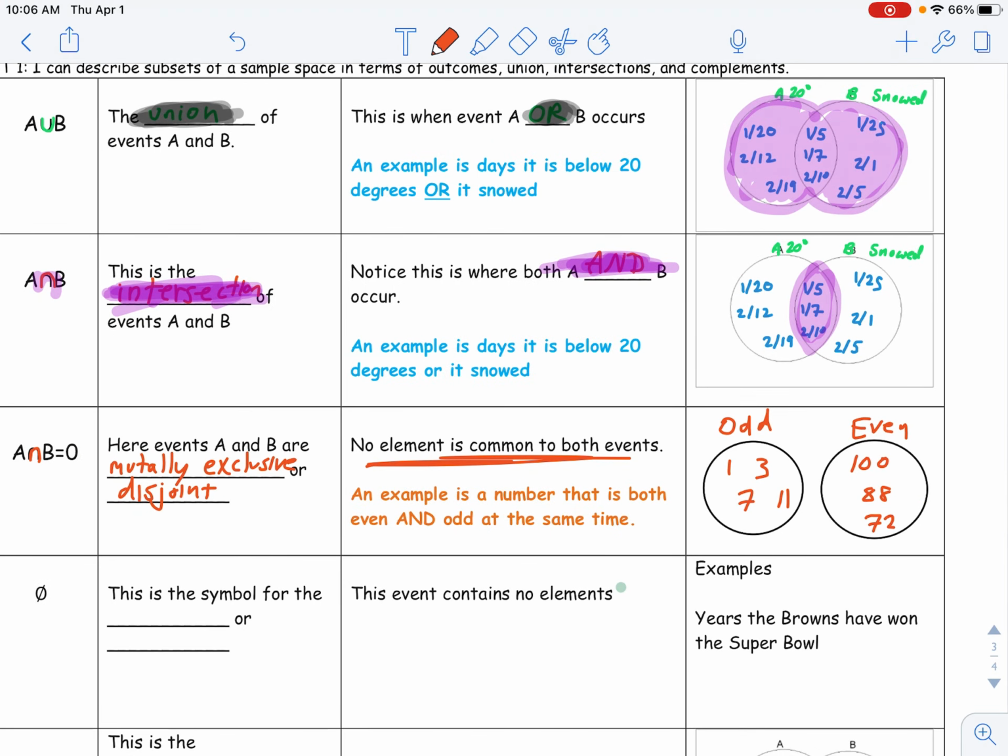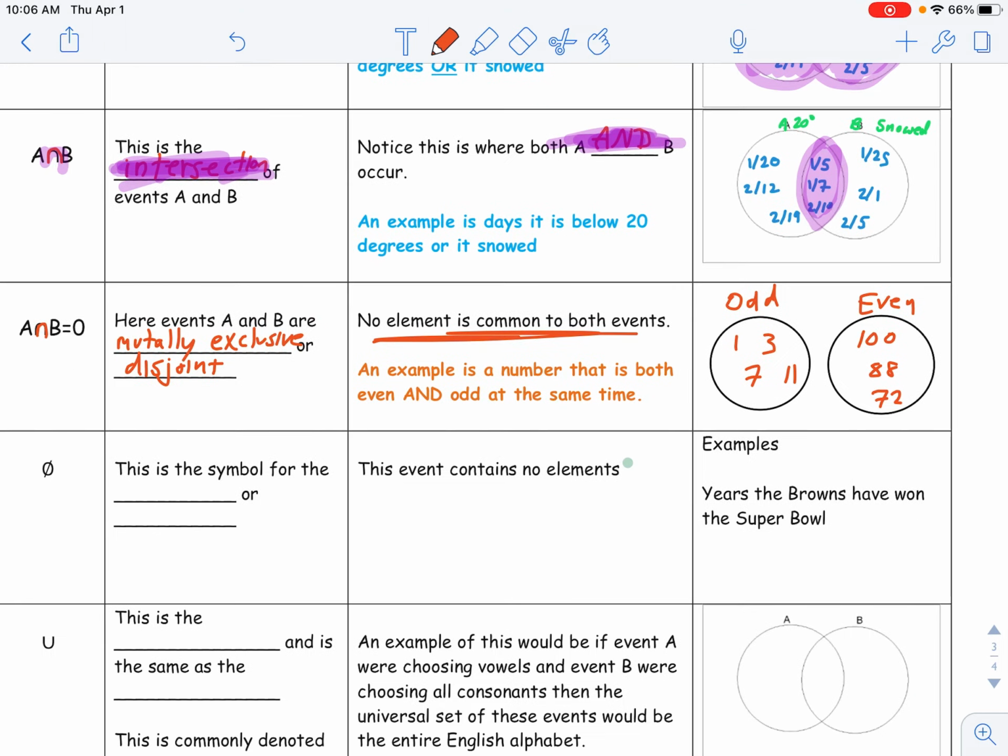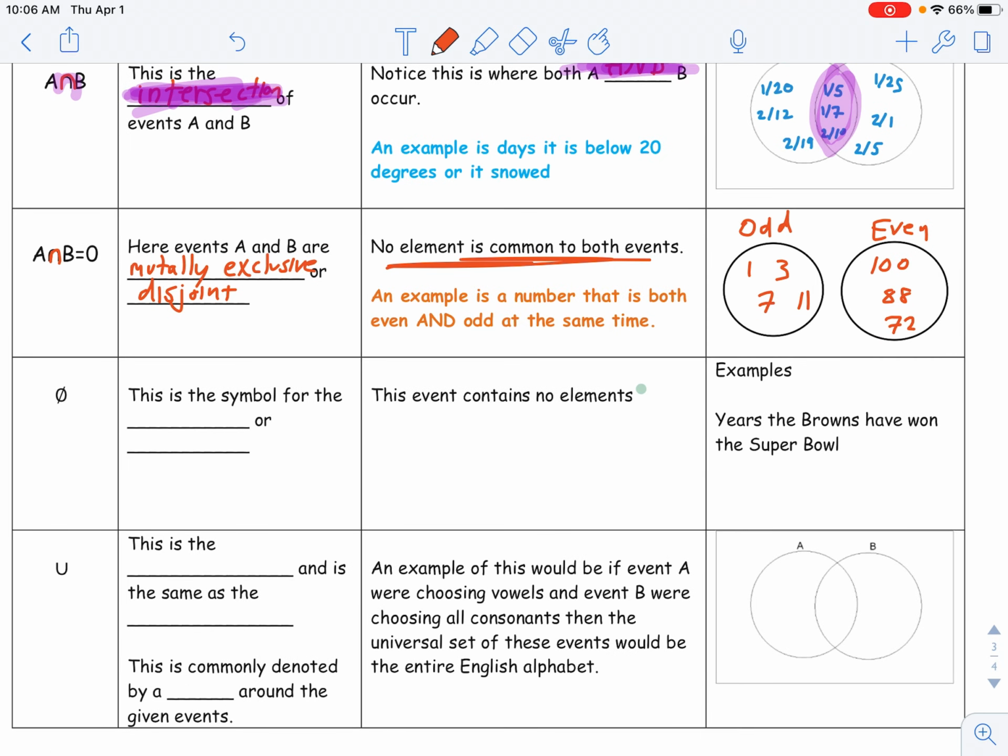And in other cases, there can be common elements, such as when it's 20 degrees and below and snowed, or you can think about maybe colors of the American flag and colors of the flag of Mexico. There's common colors between both of them. So it's just when there's no common elements that it's mutually exclusive or disjoint.